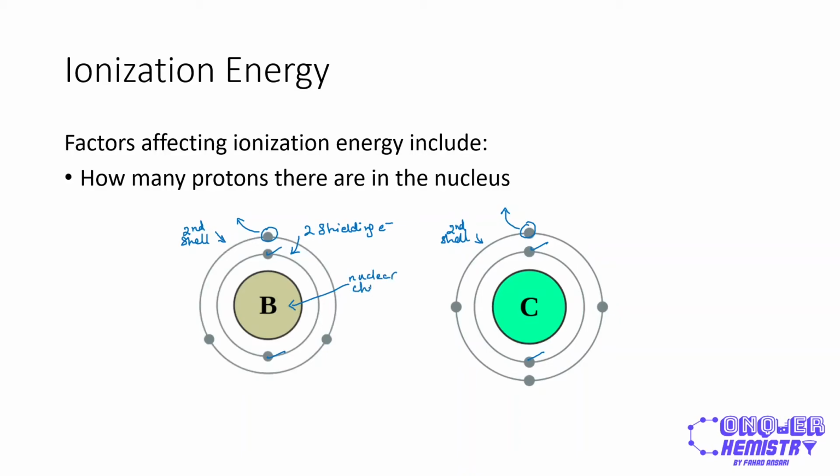So the nuclear charge for boron is positive 5. That's the number of protons in the nucleus of a boron atom. And for carbon, the nuclear charge, according to its proton number, is positive 6. So positive 5 versus positive 6, which one wins? Obviously, this one for carbon. So the outer electron of the carbon atom will have a higher ionization energy. It will need more energy in order to escape.